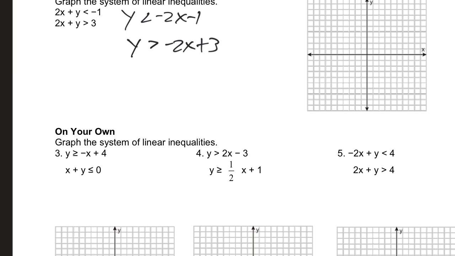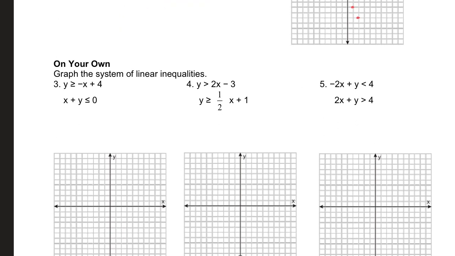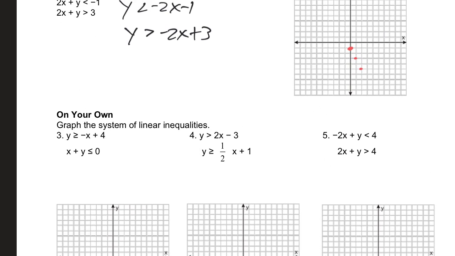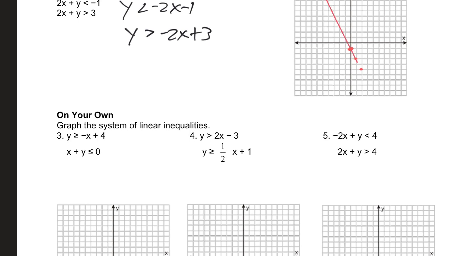Let's graph the first one. Here's negative 1, go down 2 to the right 1, down 2 to the right 1, and I'm going to use my ruler to make this a little bit easier. So now I have some points here. That was supposed to be a dashed line, so I'm going to go through and make sure that is dashed here. Dash, dash, dash, and maybe make that just a little bit smaller. There we go. So there's my dashed line.